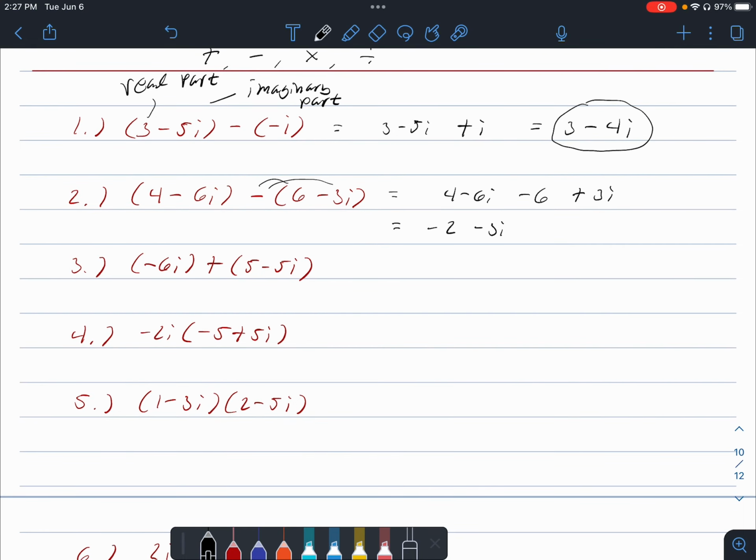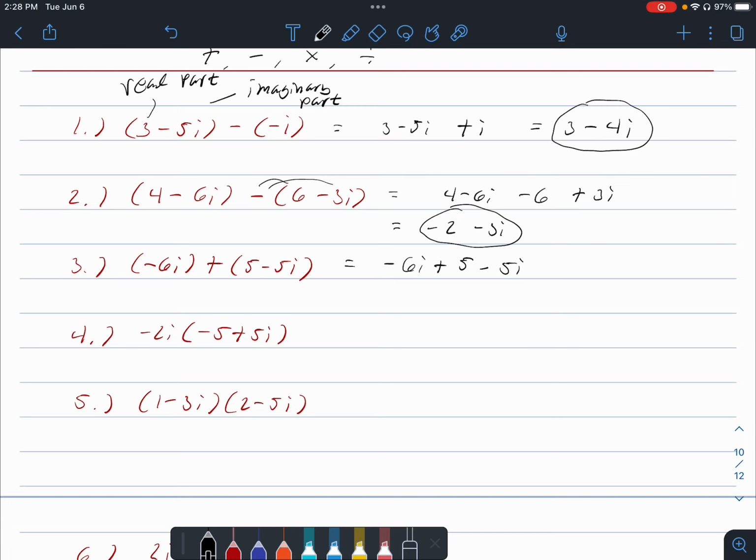Okay, now let's look at number 3. Here we have negative 6i plus 5 minus 5i. Because we're dealing with just basic addition, we can just get rid of these parentheses, and it'll look like this. We'll have negative 6i plus 5 minus 5i.